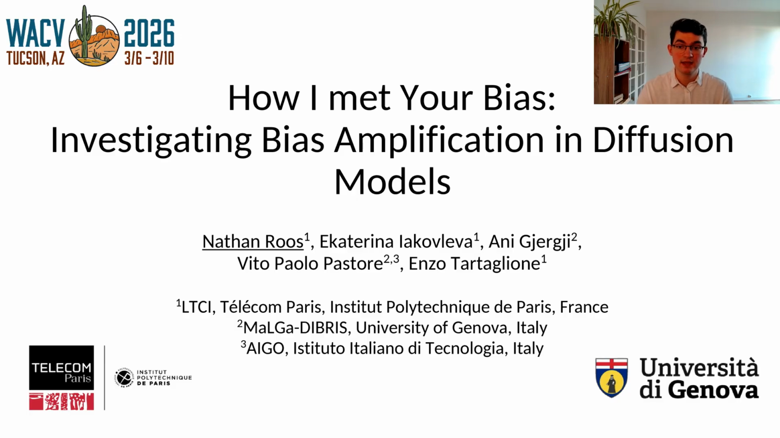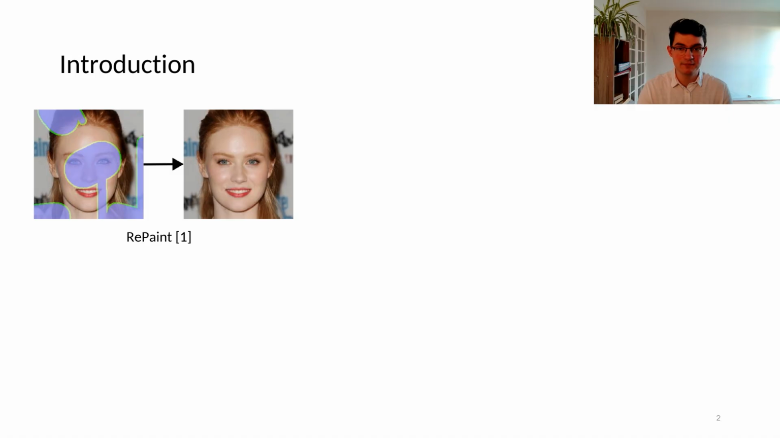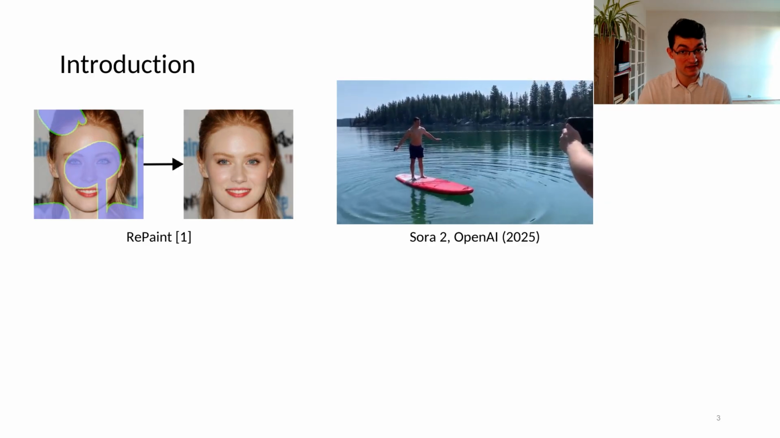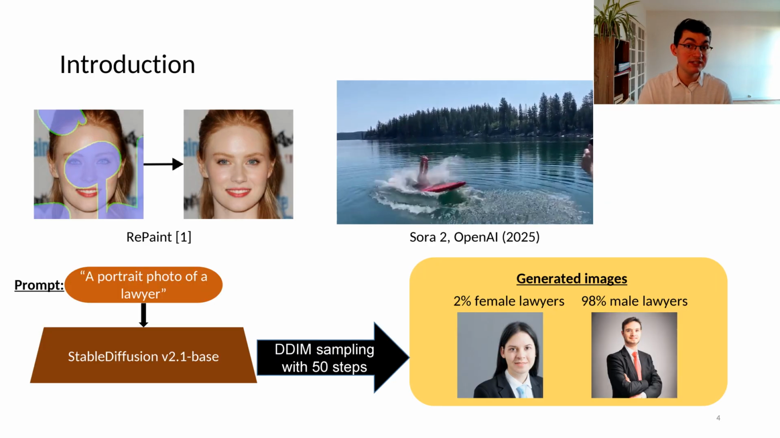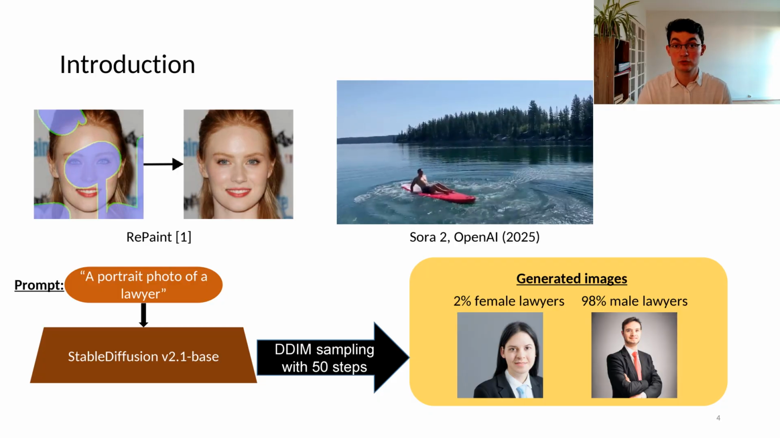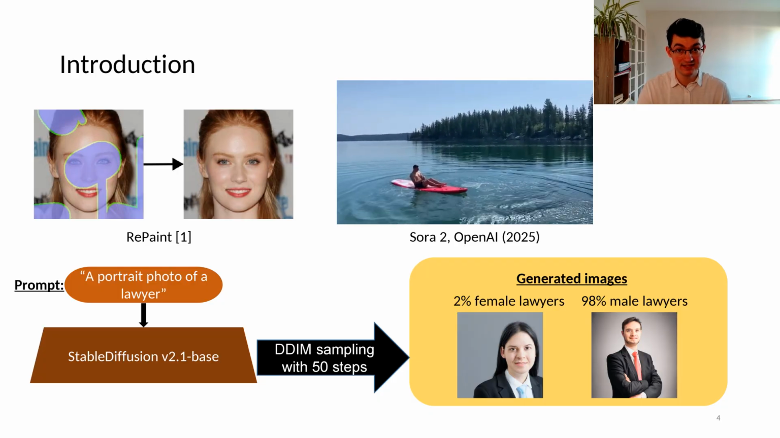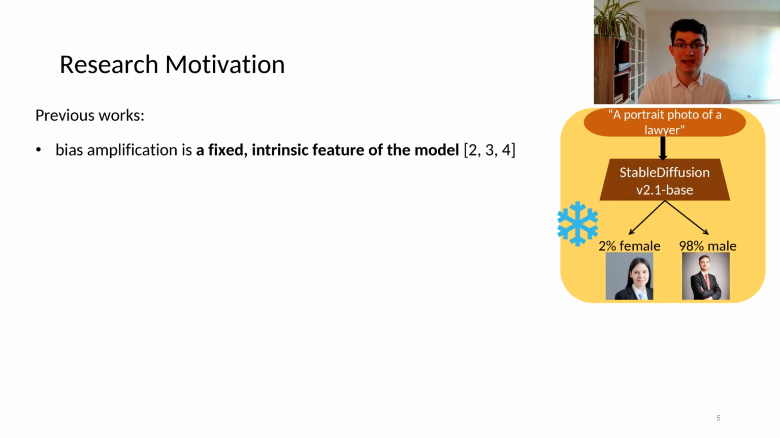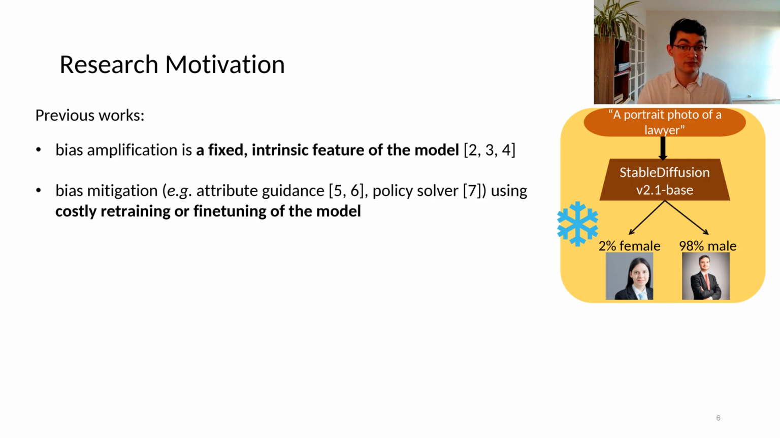Diffusion Models. Diffusion models have achieved state-of-the-art performance across multiple generative tasks, including image inpainting and unconditional and conditional image and video synthesis. However, a well-known issue of these models is their tendency to replicate or even amplify biases present in their training data. Previous work has seen bias amplification as a fixed, intrinsic feature of the model. As a result, the methods used to tackle this issue, such as attribute guidance or policy solver, require costly retraining or fine-tuning of the model.